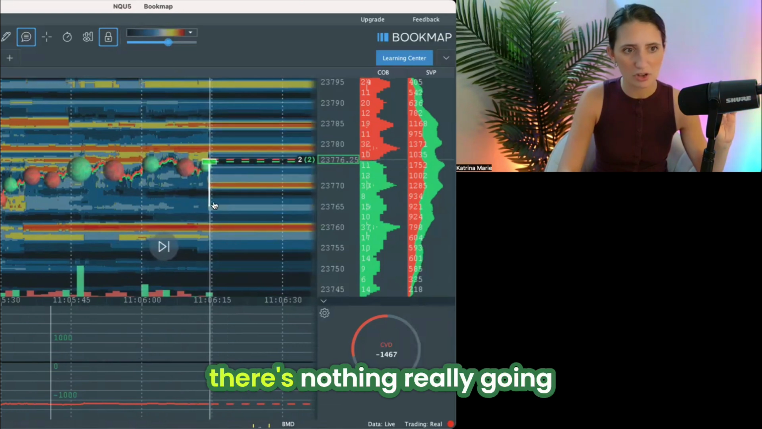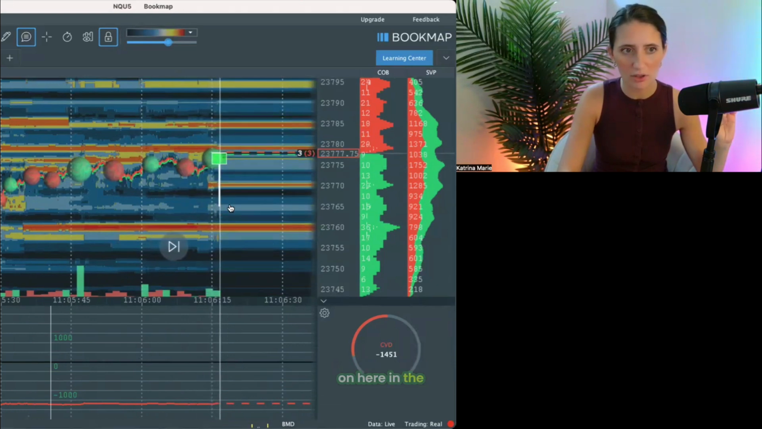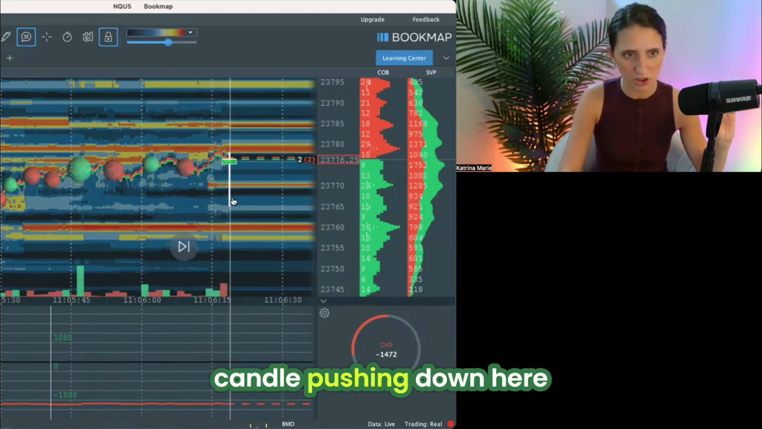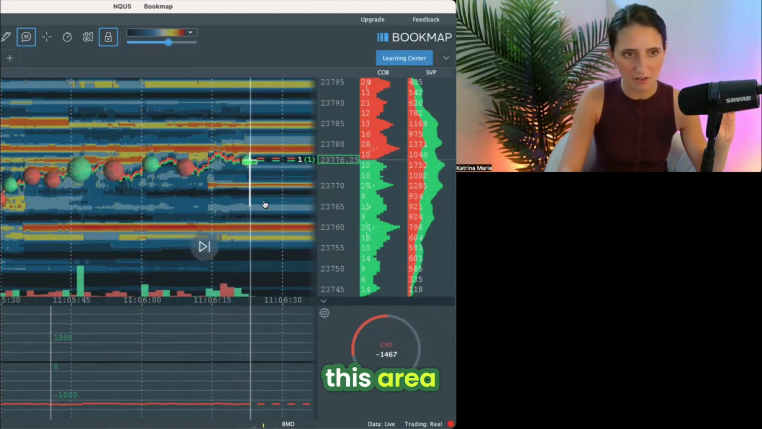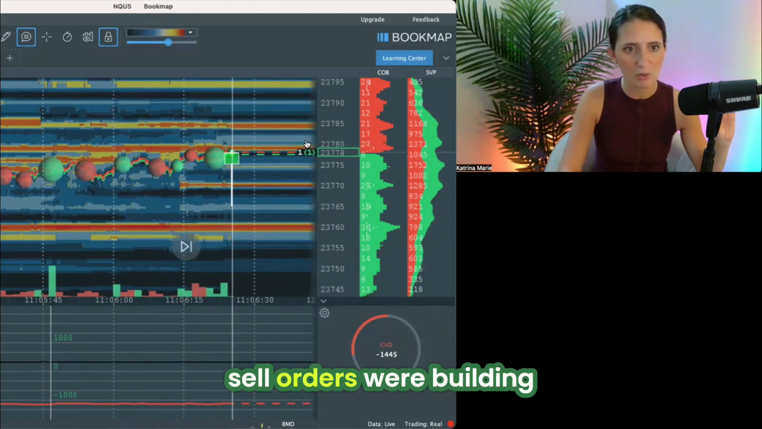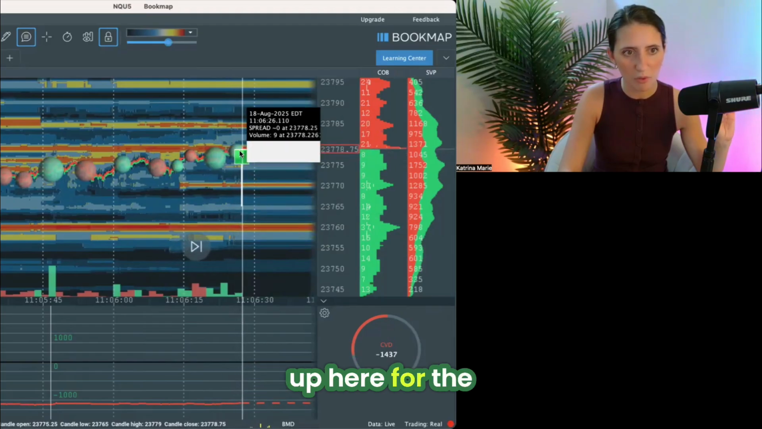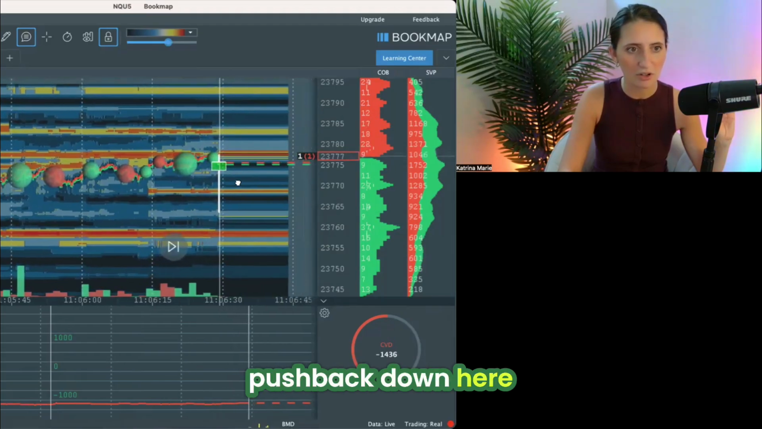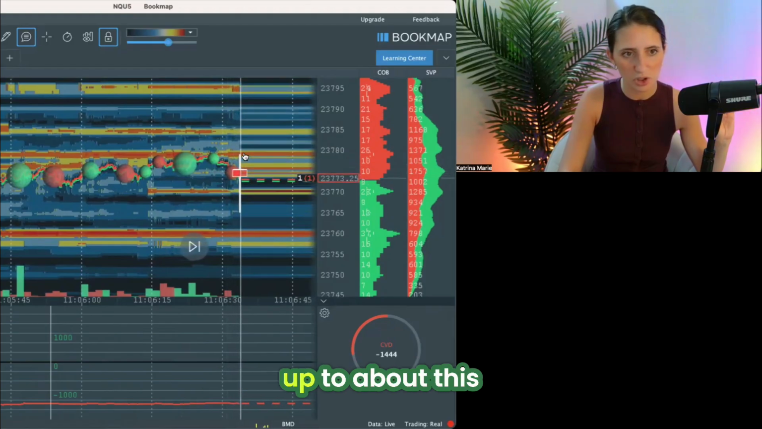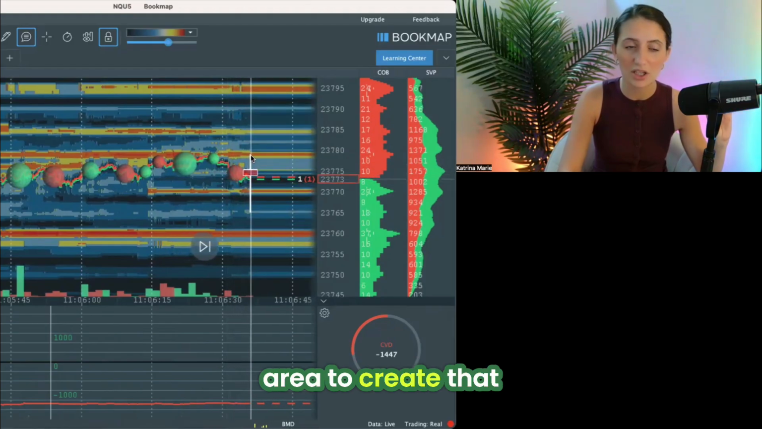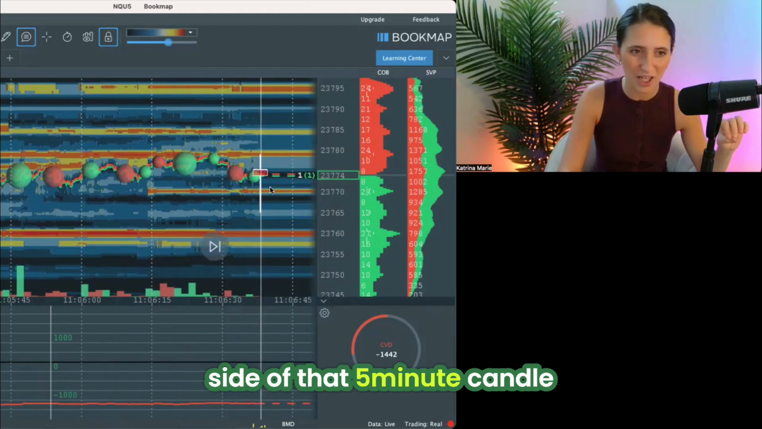But as you can see, there's nothing really going on here in the midst of that 5 minute candle pushing down. So if you were to take a buy in this area, you could see the sell orders were building up here for the push back down. And you could have caught the continuation back up to about this area to create that wick on the other side of that 5 minute candle.